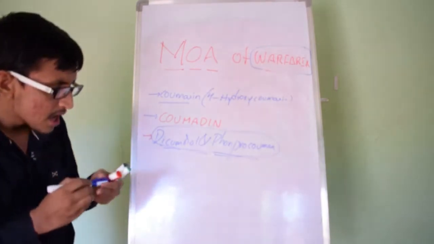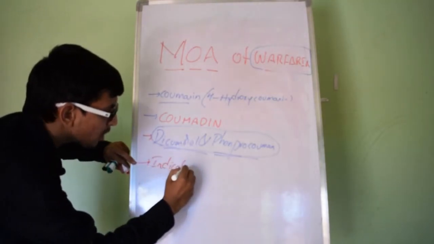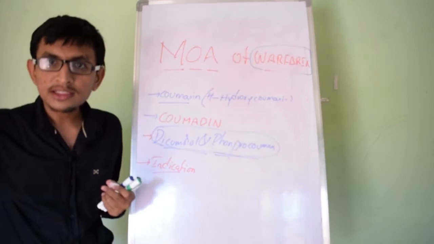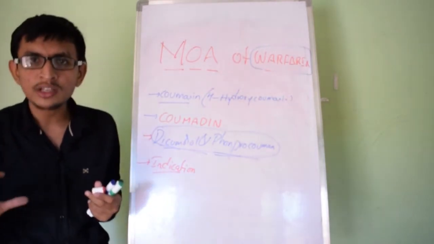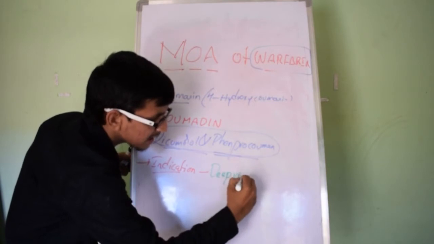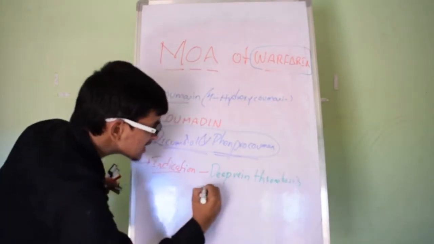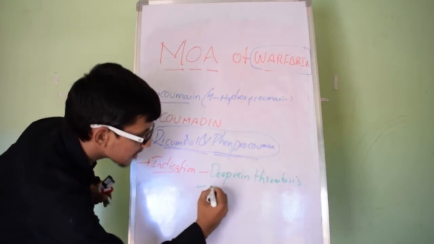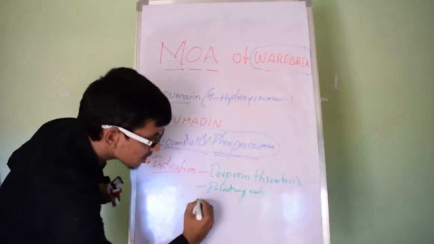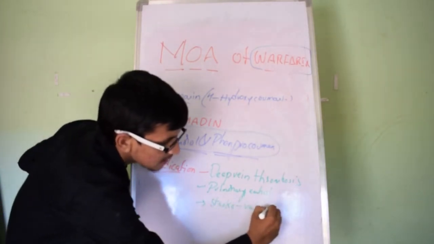The next point is, for which indication is warfarin given? Usually warfarin is given to patients who are developing abnormal blood clots in the deep veins, and this clinical pathological situation is known as deep vein thrombosis. So it is given prophylactically as well as for the treatment of deep vein thrombosis. It is also given for the treatment and prophylaxis of pulmonary embolism, and for patients who are more prone to develop strokes due to valvular diseases.